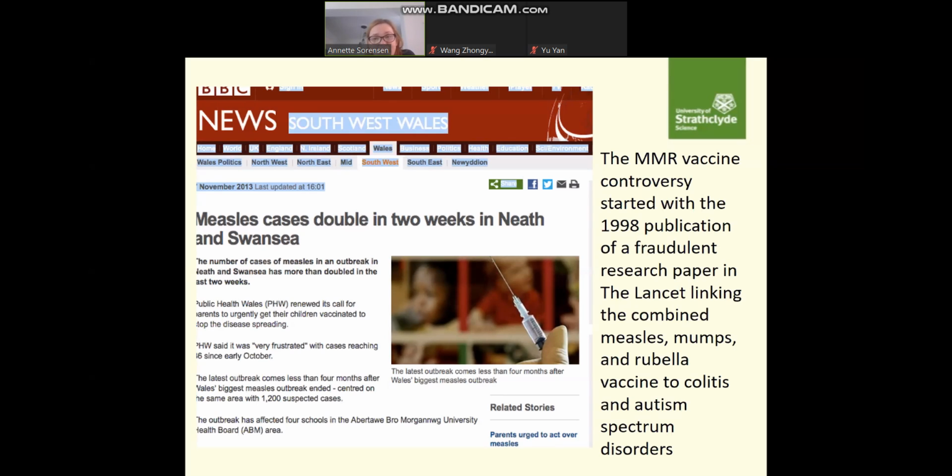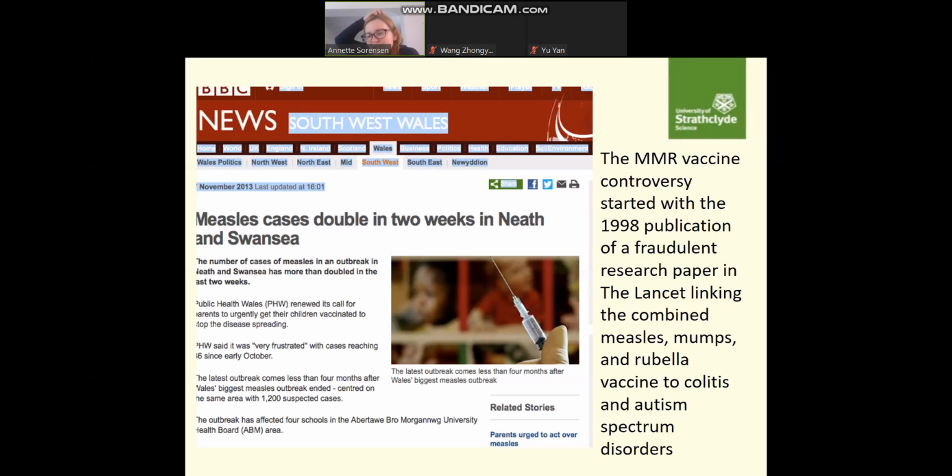And these people showed a link between that triple vaccine and autism and colitis in children. Because of that, a lot of parents were very apprehensive about getting their children vaccinated, not only against measles, but against measles, mumps, and rubella. And that led to us starting to see outbreaks of measles in the UK again, because parents were not getting their children vaccinated. Now, it later turned out that this paper was fraudulent, so it was not true what was published in the paper, and the paper was retracted, and there's been a lot of research since.